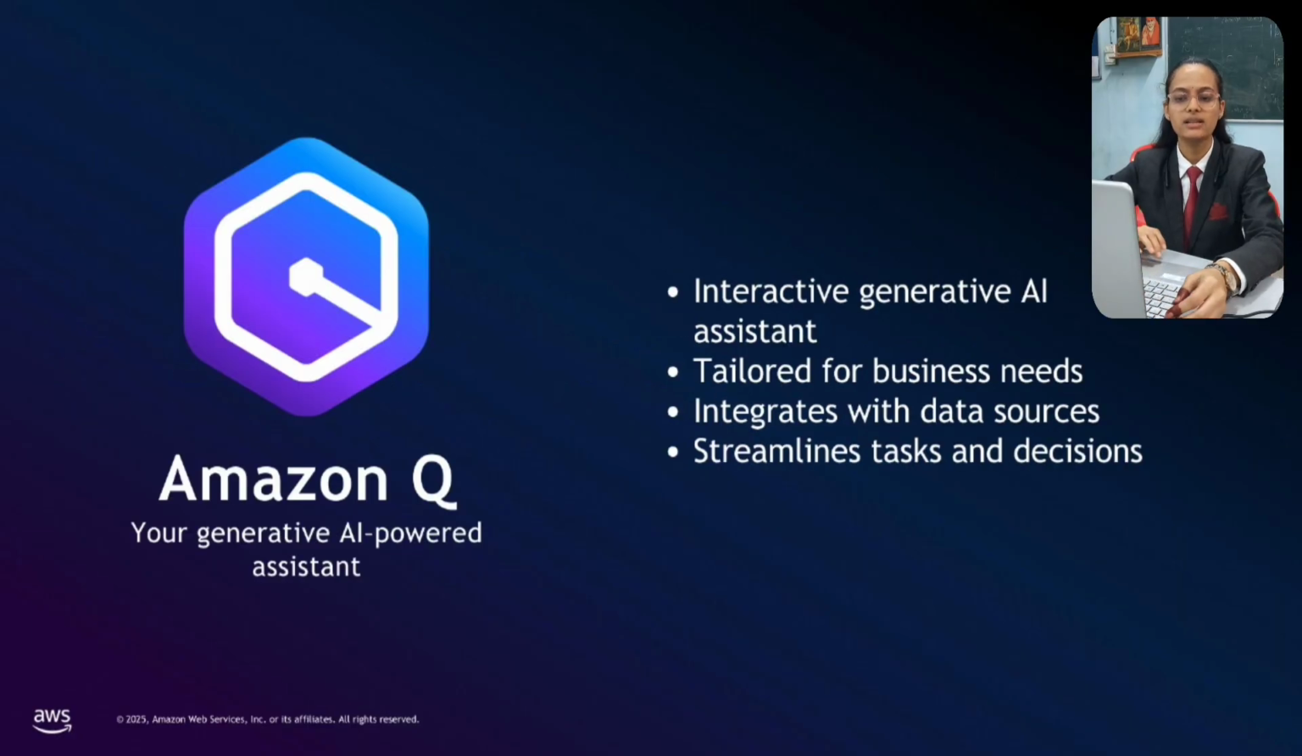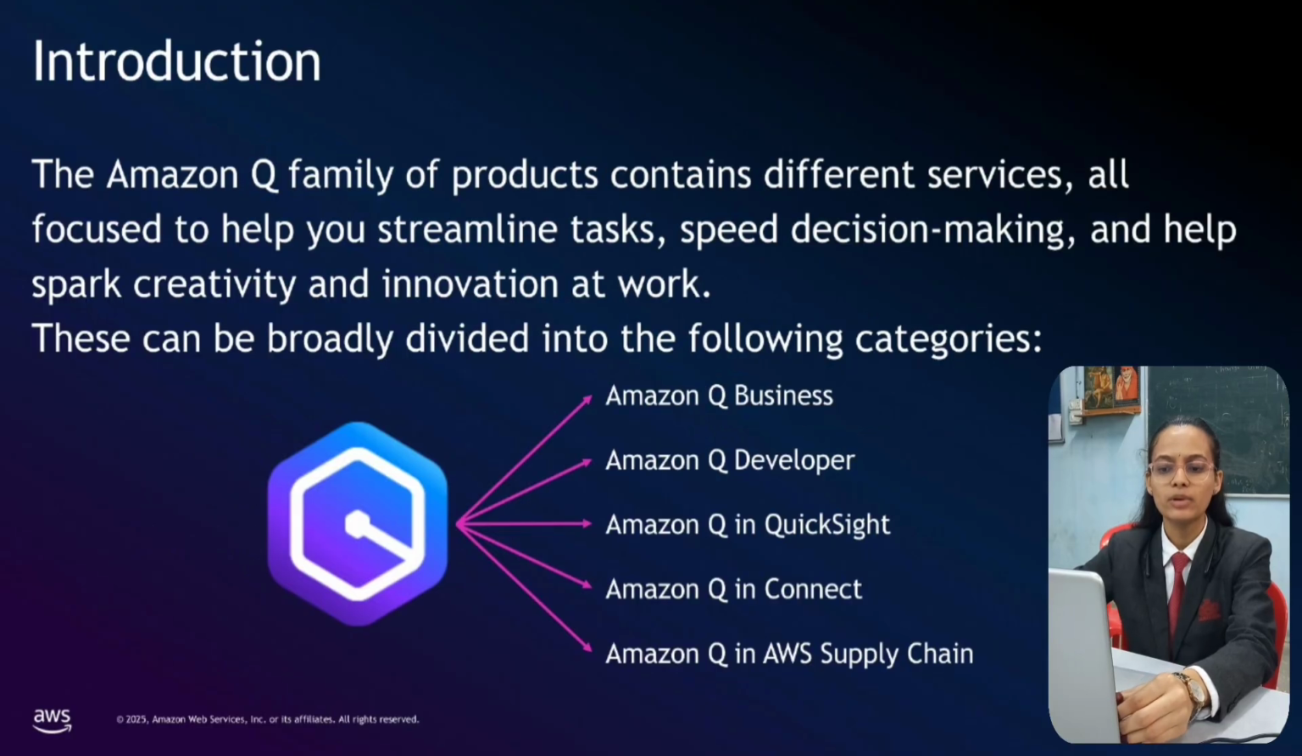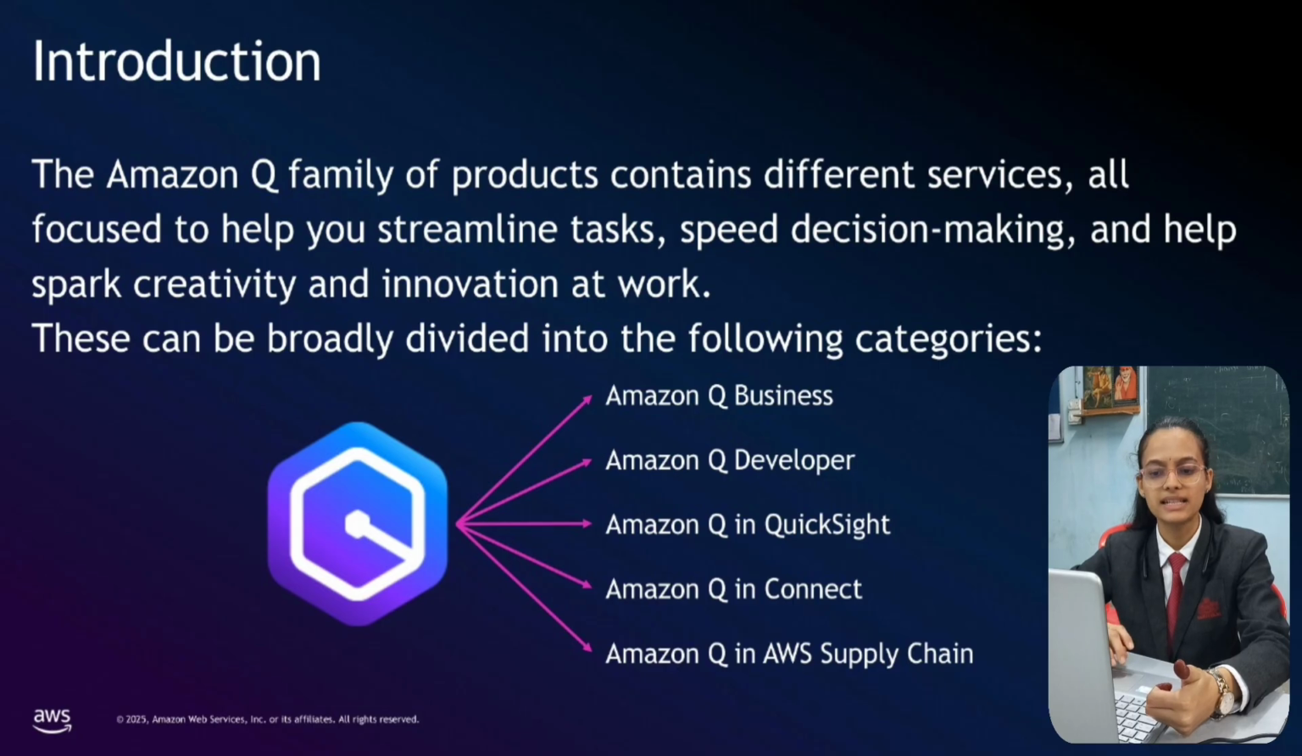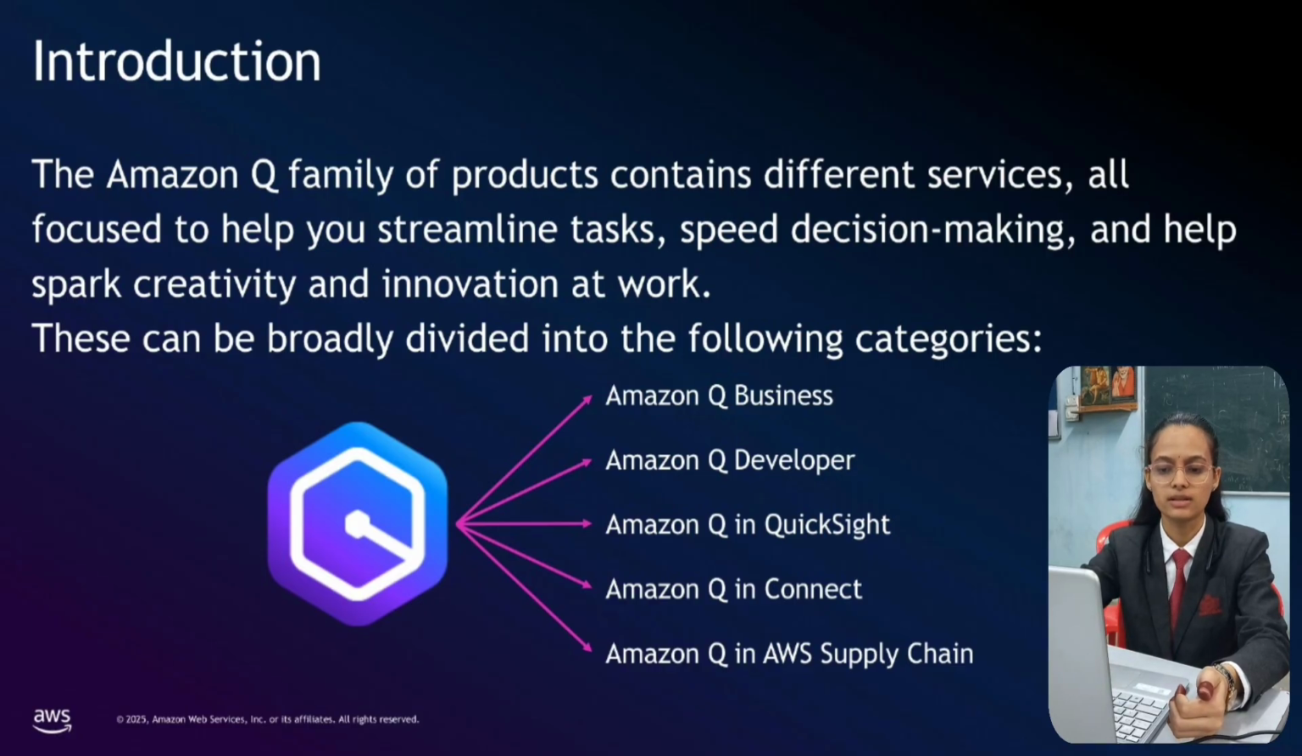Then, let us see what is Amazon Q. Amazon Q is a generative AI powered assistant tailored for business and developer needs. It integrates with your data sources, streamlines tasks, speeds up decision making, and boosts innovation. Amazon Q has different services for different use cases, like Amazon Q Business, designed for enterprise workflows, Amazon Q Developer, which we will focus on today, Amazon Q in QuickSight for data insights, Amazon Q in Connect for customer experience, Amazon Q in AWS supply chain for operational efficiency.